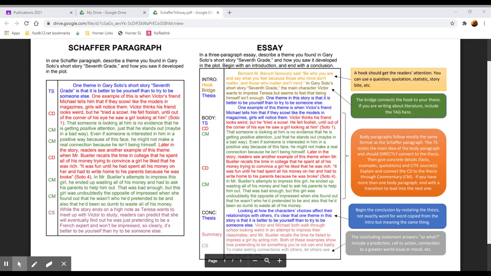Our topic sentence in a paragraph answers the prompt and states the main idea of our paragraph. So we want to start by identifying that theme. For example, one theme in Gary Soto's short story, 7th Grade, is that it is better to be yourself than to try to be someone else. And honestly, with this story, there are a lot of themes you could choose, and you could even defend this one both ways, right? But we're going to look at how we've chosen to defend this particular theme.